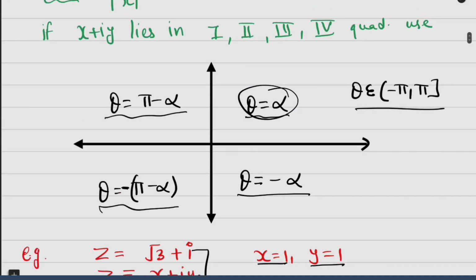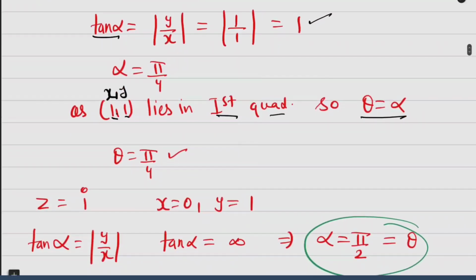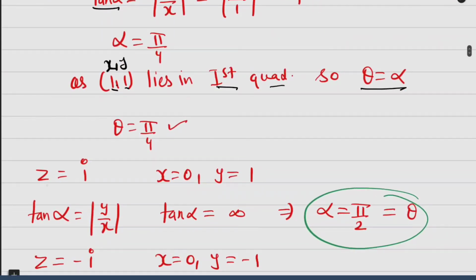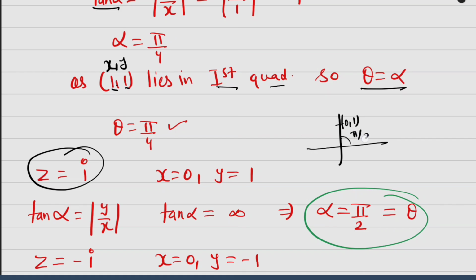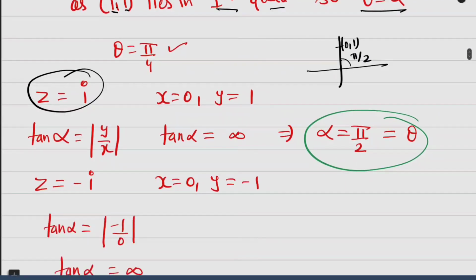If a complex number lies in the first quadrant. Similarly, we can find the argument of z equal to iota, that is a purely imaginary number and lies on the positive y-axis. We can also find it if I represent this directly as 0 and 1, so it makes a pi by 2 angle. But from a concept point of view, I can find it like this: tan alpha equals y over x.